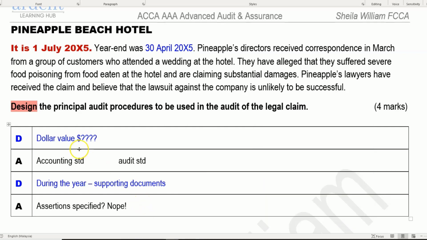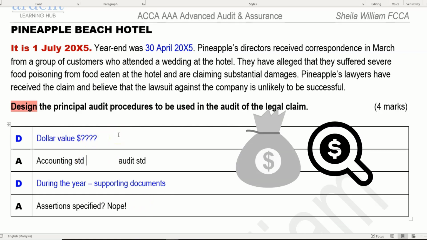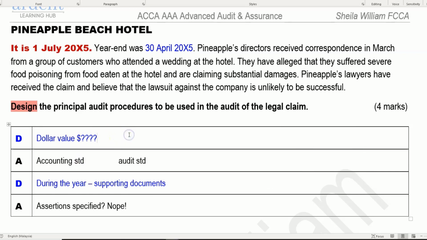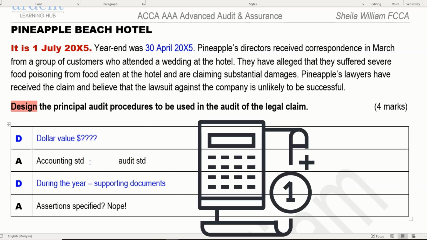So let's go through DADA again. Is there any dollar value? No. But we need to find out what the dollar value is. There was a correspondence, right? In March. So during the year, there are some supporting documents here, like the correspondence, for example. Let's have a look at the accounting standard. What accounting standard would be relevant? The accounting standard that would be relevant in this particular case would be IAS 37.